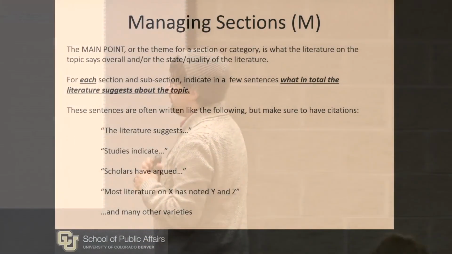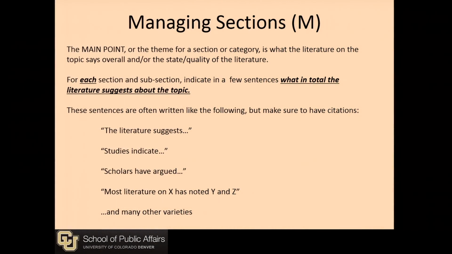And then what's also really important in the literature review is that the main points need to be very obvious. It needs to sound like a literature review as well. And, of course, that comes down to the language we have. So the main point, or the theme for that category of the literature, is what it says overall in the state and quality. Remember, it's what in total the literature suggests about the topic. And these are the most commonly occurring ways in which they occur: the literature suggests, studies indicate, scholars have argued, and so forth and so on.